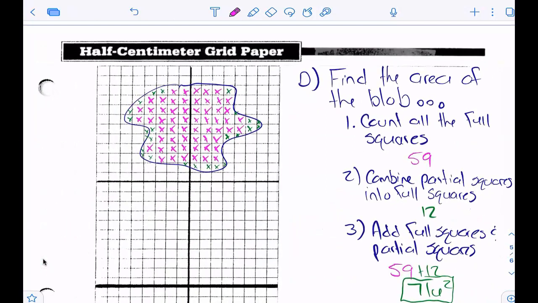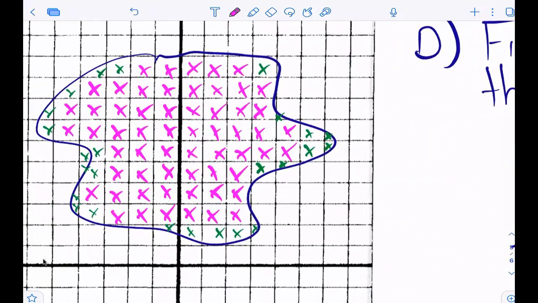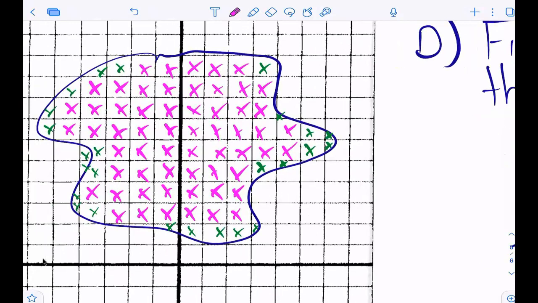And the last one, we had this little blobbish shape. To find the area of shapes like this, you basically have to count every single square on the inside, right? And then you guys realize my outside squares, these ones marked in green, I had to combine them to make full squares, yes? Does this make sense? You guys cool?